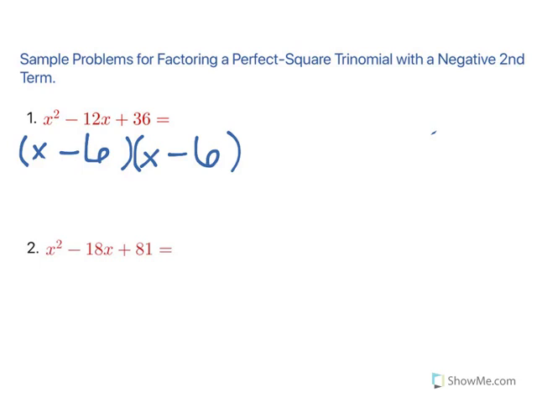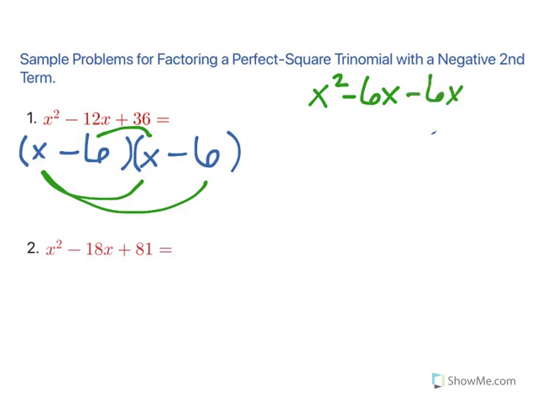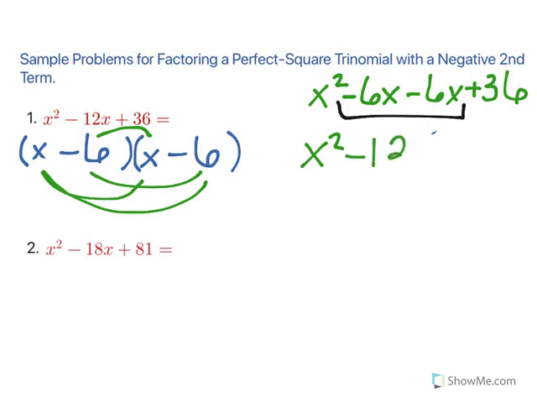So we're going to multiply the first values and we get x squared. We then multiply our outer values. Negative 6 times x gives us a negative 6x. Then our inner values, a negative 6 times x again gives us another negative 6x. And our last values, negative 6 times negative 6 gives us our positive 36. When we combine our like terms, we will see that our final answer is x squared minus 12x plus 36, which matches our original trinomial.